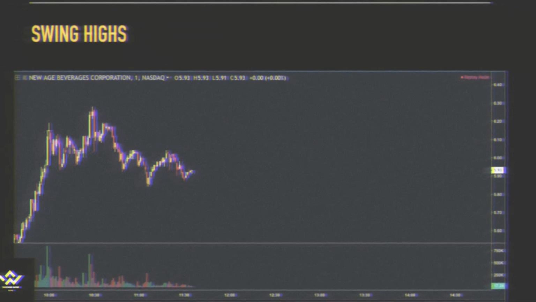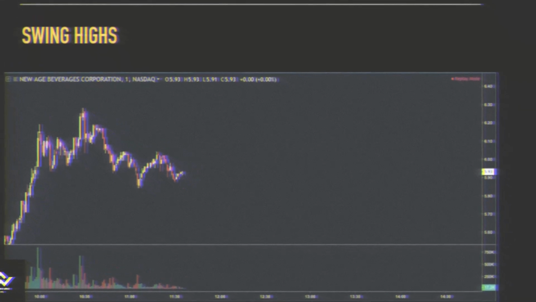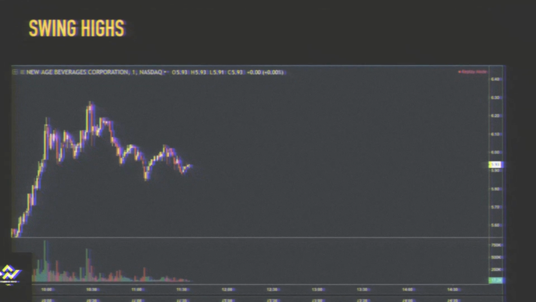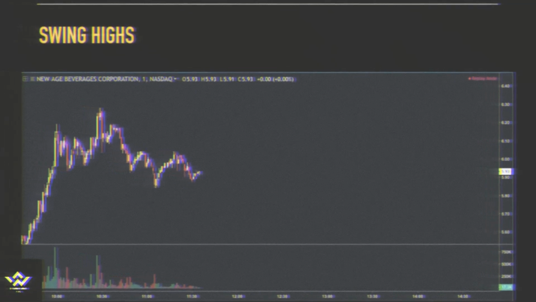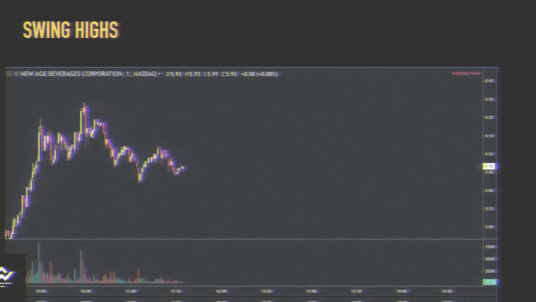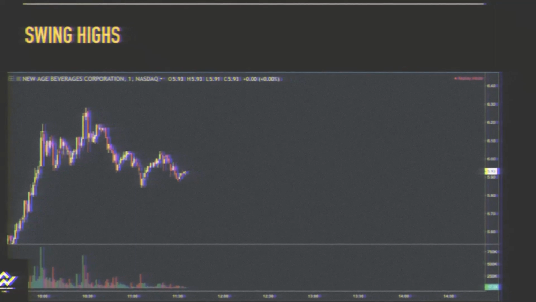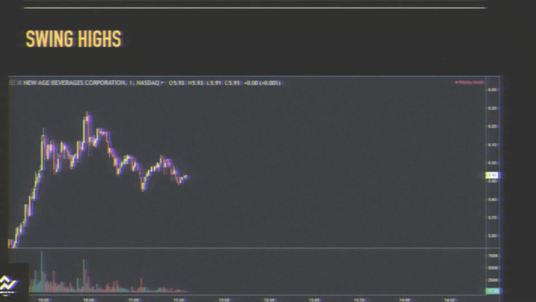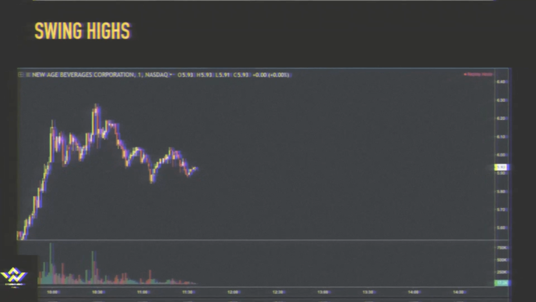A swing high is where the price rises up and then curves back down. A swing low is where the price goes down and then curves back up. Now, this does take a little bit of practice to see, but we can identify these swing highs and swing lows by drawing upside down U's and upright U's. So we'll start with the swing highs first. We are going to draw upside down U's on the tops of the candles, which would look like this.